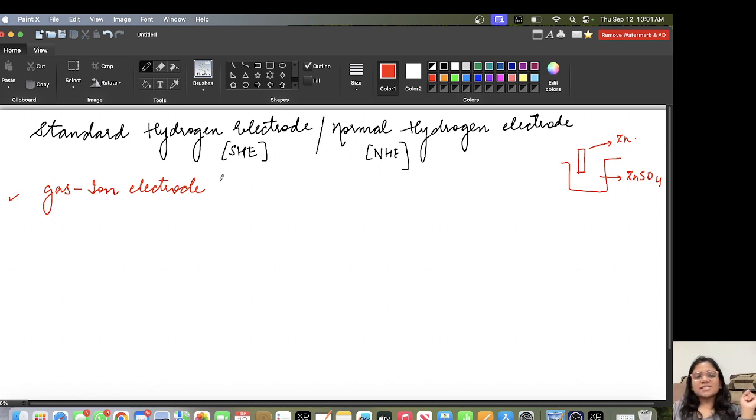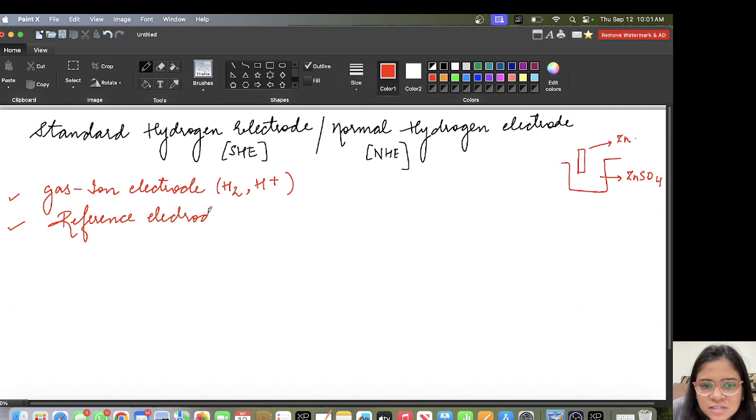So what is the gas here? The gas here is H2 and your ion is H plus. So it's a gas ion electrode. And it is a reference electrode. We consider this as a reference electrode. But who told us to consider this as a reference electrode? IUPAC told us, please consider this as a reference electrode.